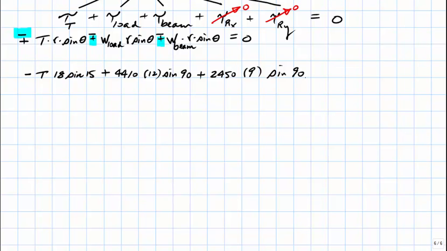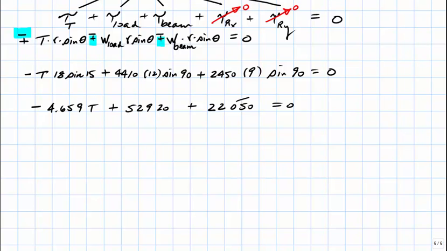If we add all of these torques, the result must equal 0. So let's process the problem using a calculator. The first term results in 4.659 T. The second term equals 52,920. And the third term equals 22,050. That sum must equal 0.